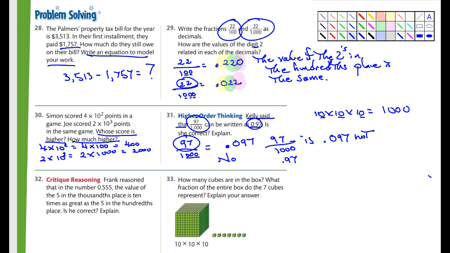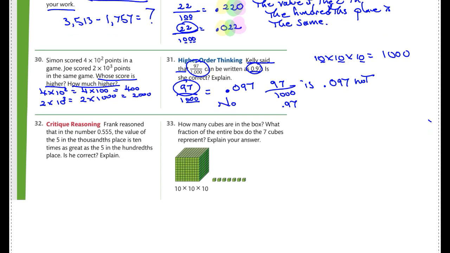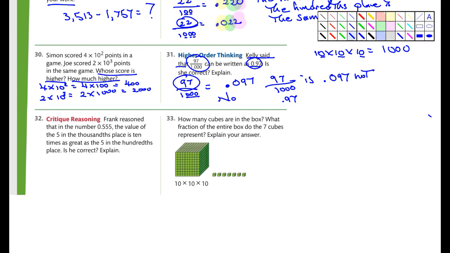All right. Let's move up a little bit here. Number 32. Frank reasoned that the number, I'm going to write it down, 0.555, in the number 0.555, the value of the 5 in the thousandths place is 10 times as great as the 5 in the hundredths place.